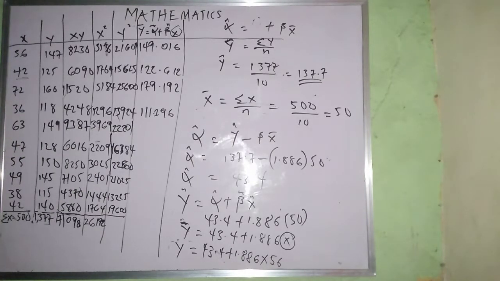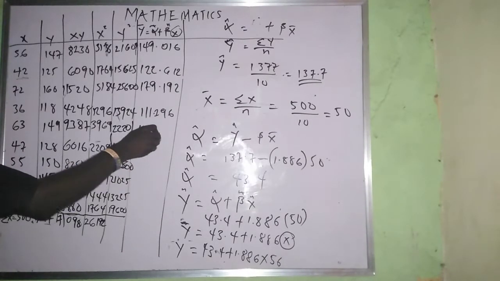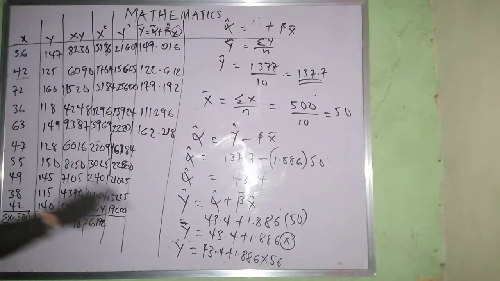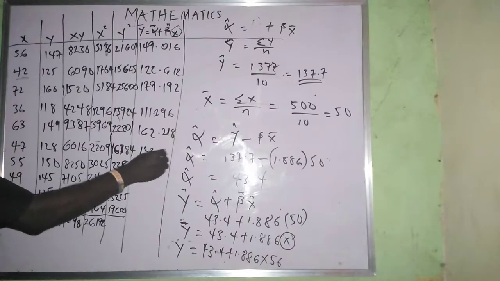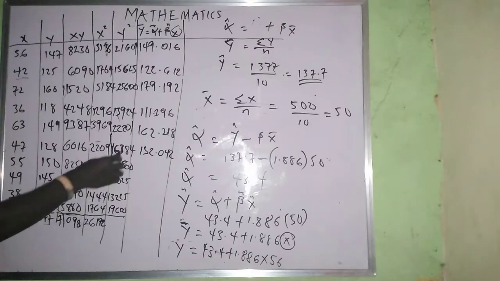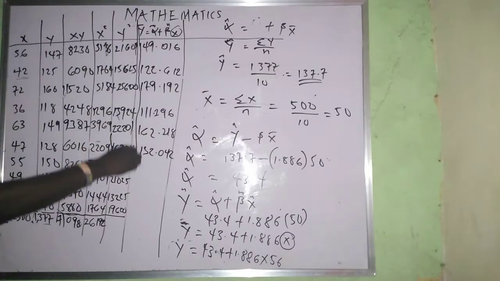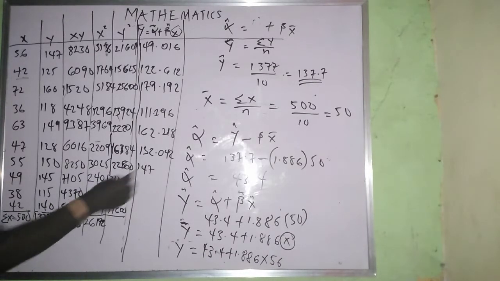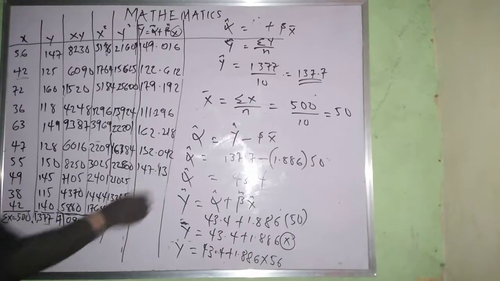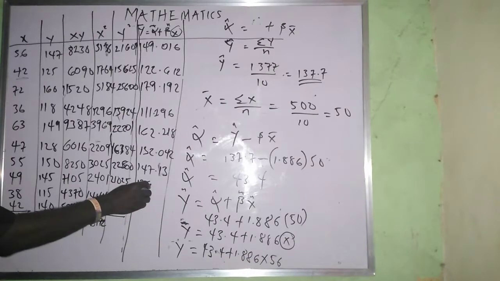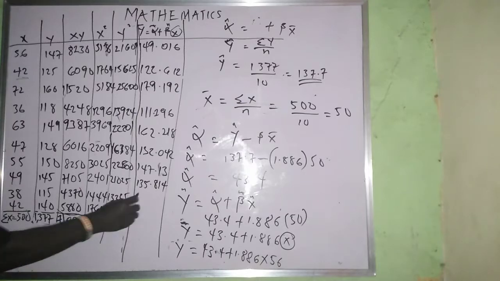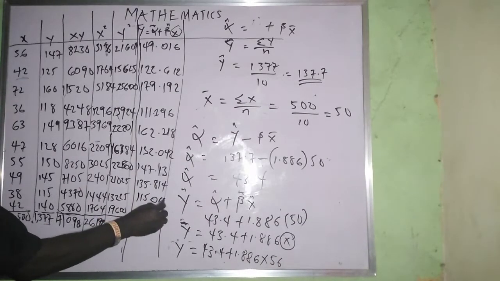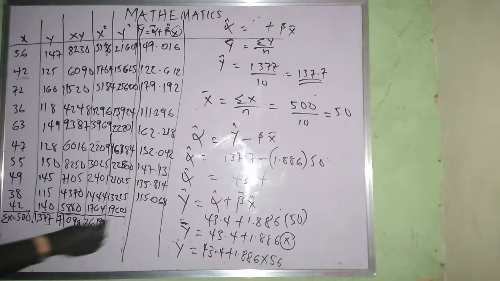The next one, I'll be having the calculator now, 162.218. Then 32.042. Now the next one will be 143.13. And also 135.814. And also 115.068. And also I'll be having 122.6.